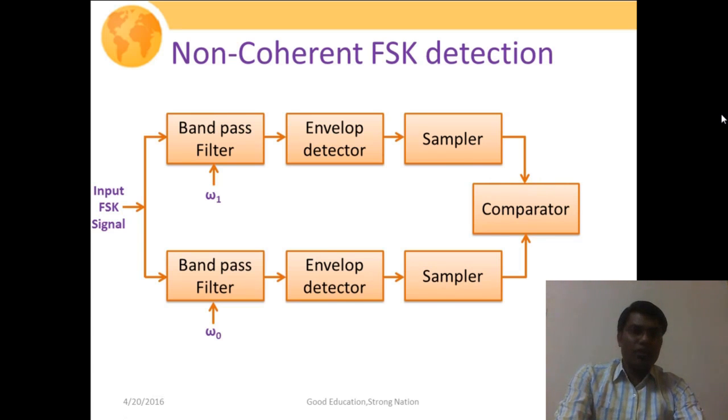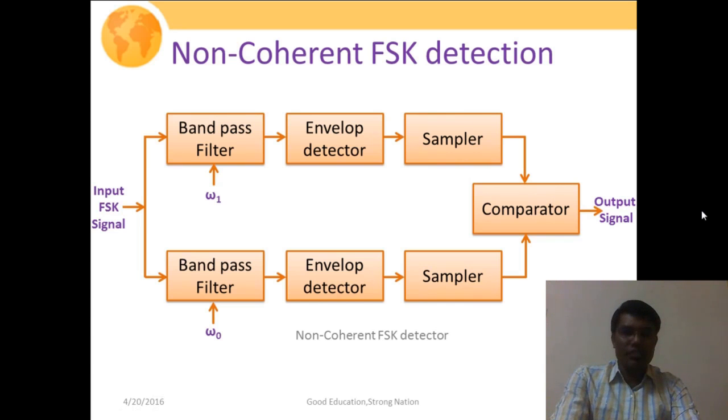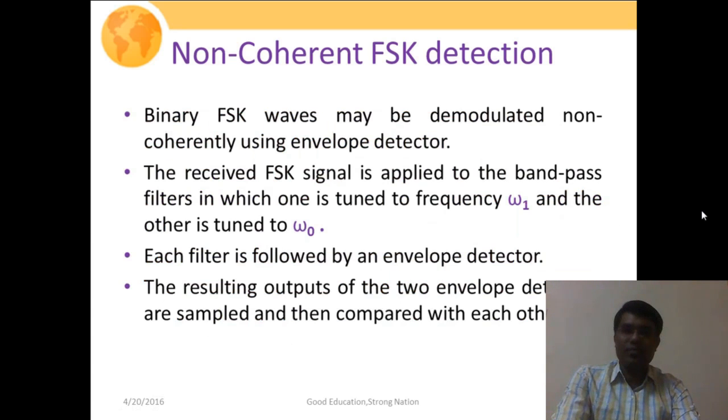If in a particular instance, the sampler 1 output, this upper sampler output, is greater than this lower sampler output, then essentially the comparator takes the decision that 1 bit was transmitted. And if the lower sampler output is greater than the upper sampler output, then the comparator takes the decision that 0 bit was transmitted. This is how we actually detect our FSK signal non-coherently.